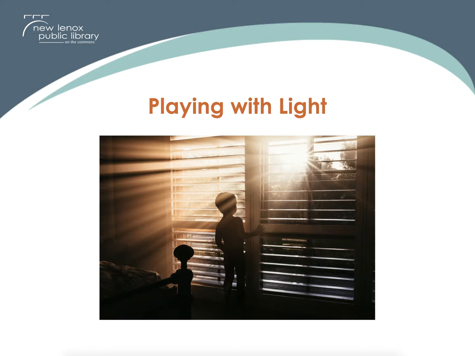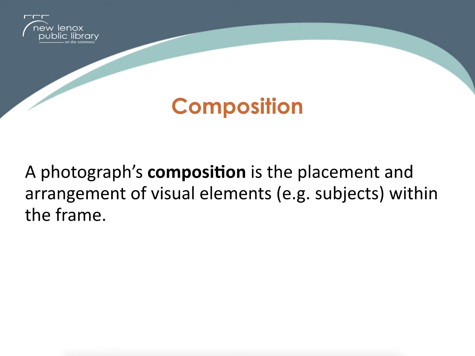Placing tracing paper and other semi-transparent plastics in front of your lens can also create beautiful softness and different colors. So those are your light basics. Now we're going to talk about composition. Composition is the placement and arrangement of your visual elements within the frame of your photograph.